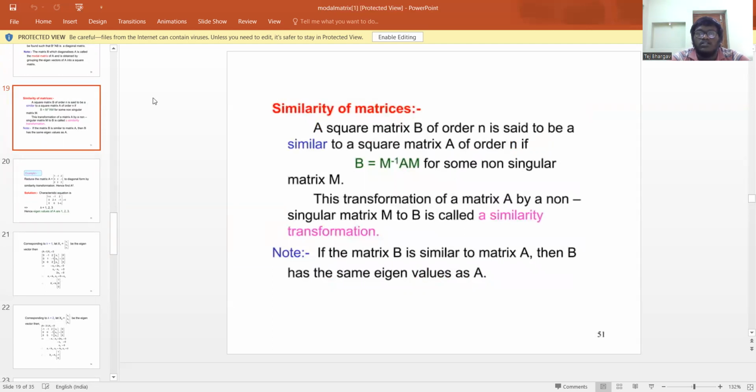Similarity of matrices. A square matrix B of order n is said to be similar to a square matrix A of order n if B equals M inverse AM for some non-singular matrix M. This transformation of matrix A by the non-singular matrix M to B is called a similarity transformation. Note, if the matrix B is similar to matrix A, then B has the same eigenvalues as A.